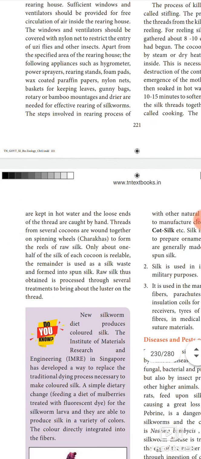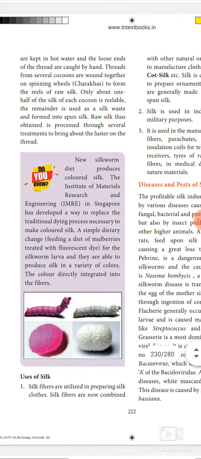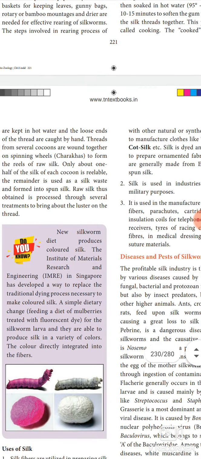The cooked cocoons are kept in hot water and the loose ends of the thread are caught by hand. Threads from several cocoons are wound together on a spinning wheel to form the reels of raw silk. Only about one of the silk of each cocoon is reelable. The remainder is used as silk waste and formed into spun silk. Raw silk thus obtained is processed through several treatments to bring about luster on the thread. This is the process of post cocoon processing.